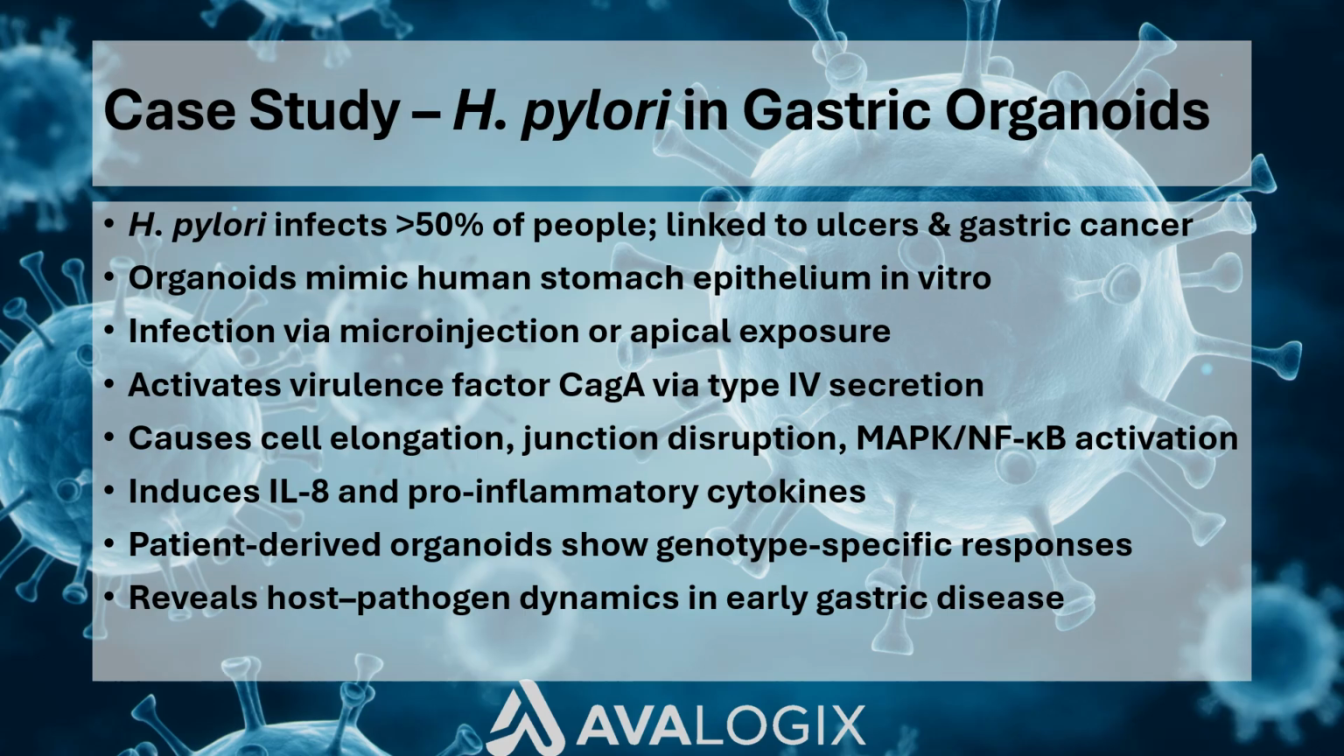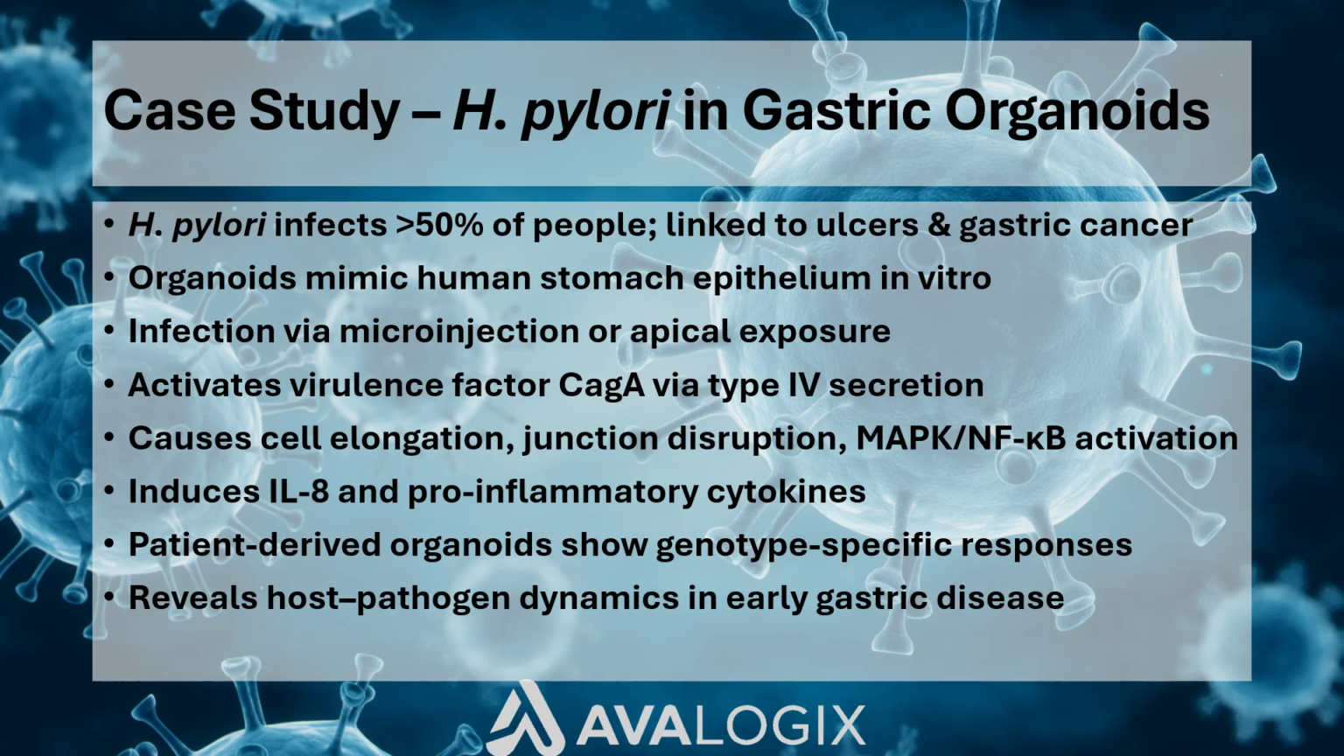Let's now turn our attention to another fascinating and clinically important case: the interaction between H. pylori and gastric organoids. H. pylori is a spiral-shaped, gram-negative bacterium that colonizes the stomach and is a major risk factor for gastritis, peptic ulcers, and gastric cancer. Over half of the global population carries H. pylori, but only a subset develop disease, raising an important question: what host factors determine susceptibility?